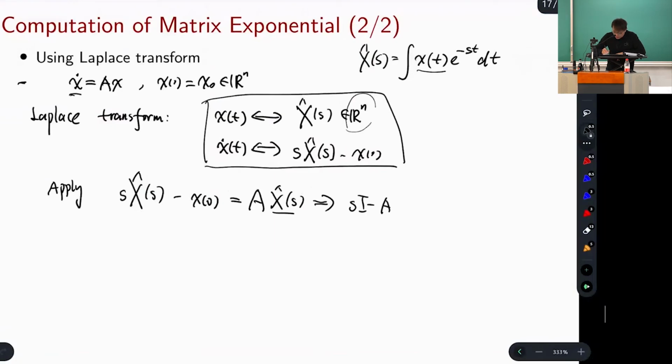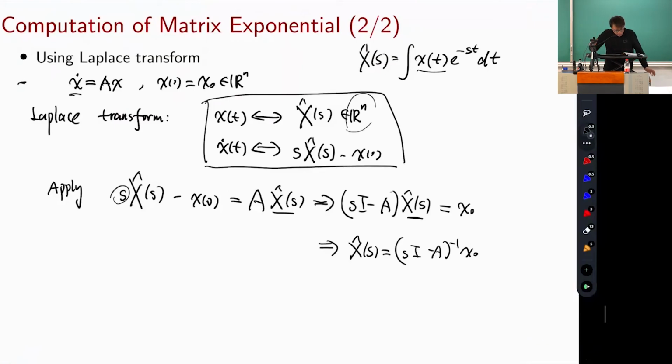Now this is a vector. I can group it: s times identity minus A, times X of s. This is a vector, this is a scalar. Well, this scalar could be a complex number, but it's a scalar. So (sI minus A) times X of s equals the initial state x0. So X of s equals (sI minus A) inverse times the initial state. That's our response in the frequency domain.